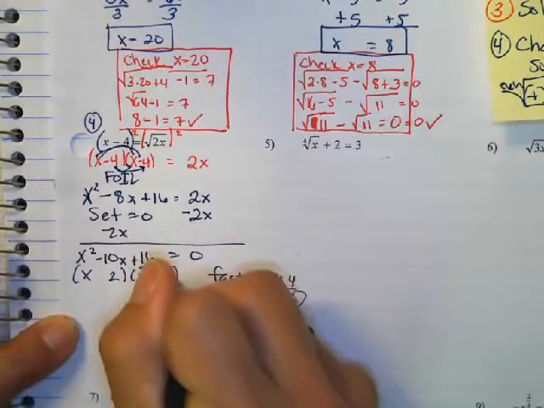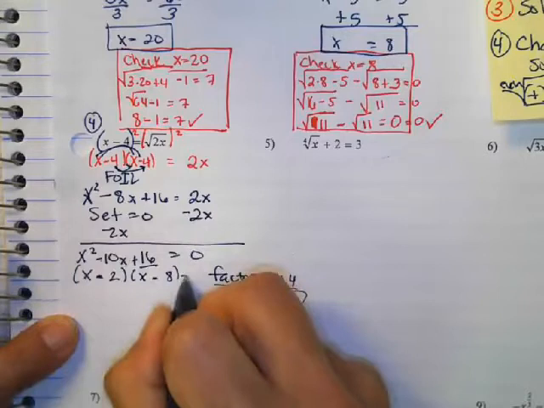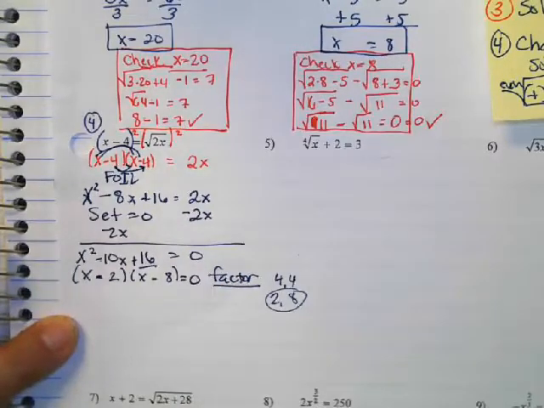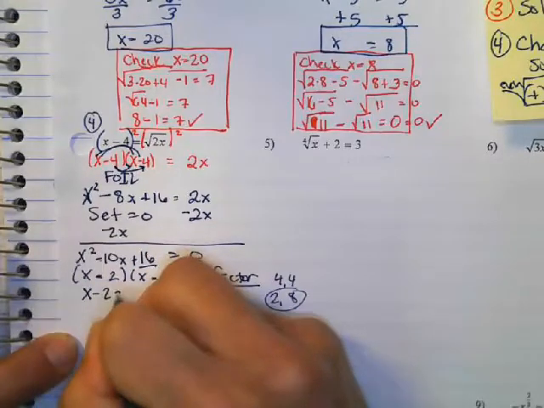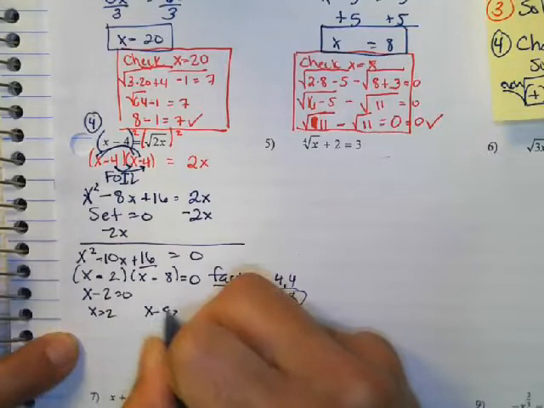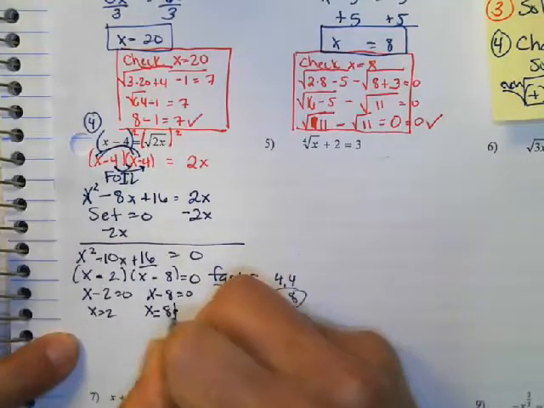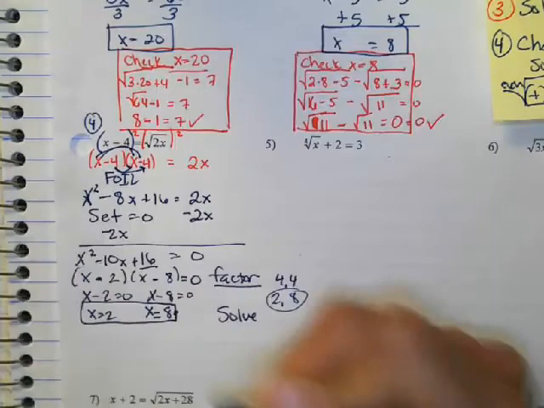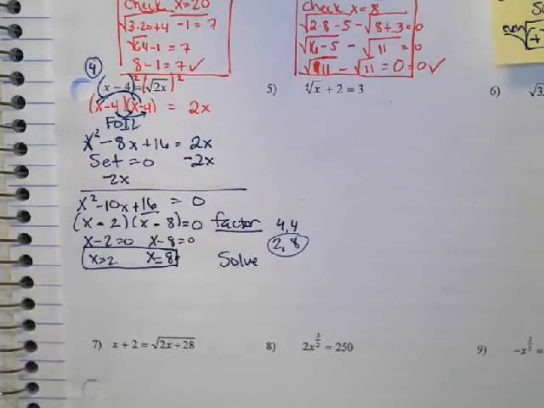My middle sign is a negative, my last sign is a positive, so this is going to be a minus, minus. And then I'm just going to solve. So I get x minus 2 equals 0, x equals 2. I get x minus 8 equals 0, so x equals 8. So those are my two solutions. But are they really? Now I have to check for extraneous solutions.